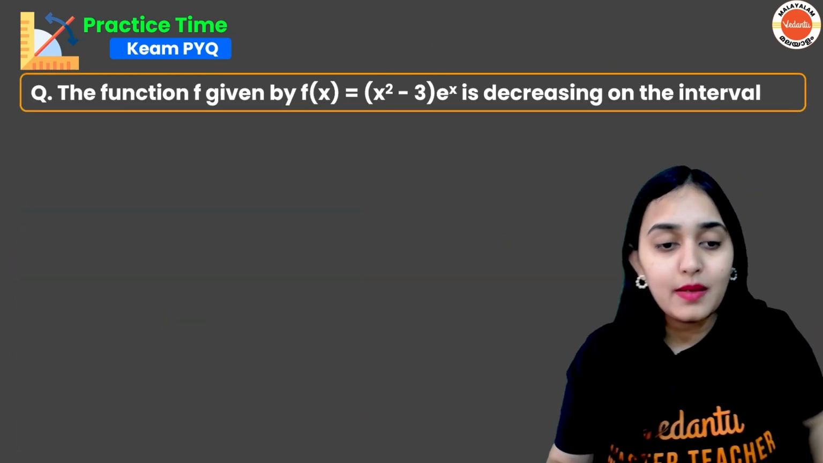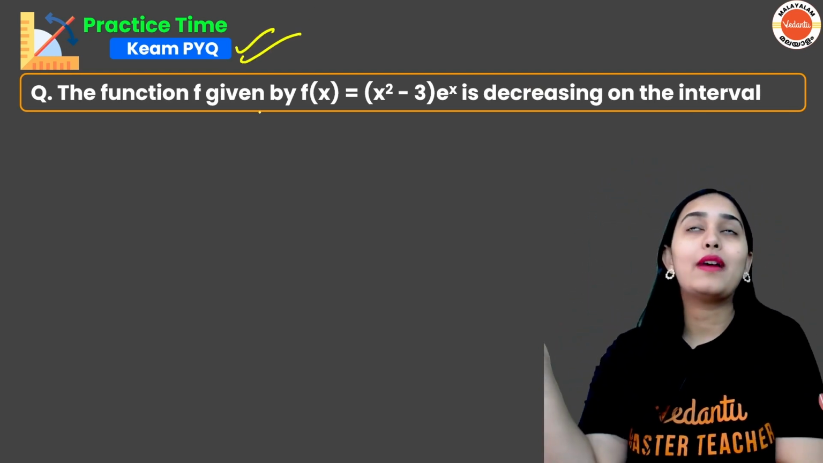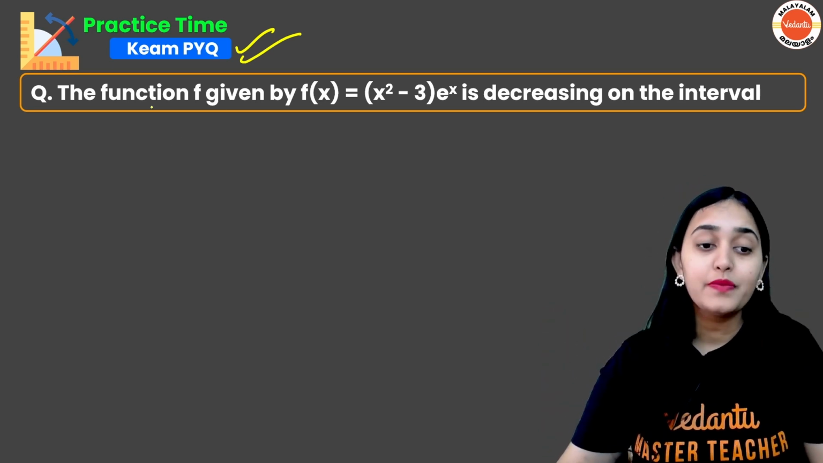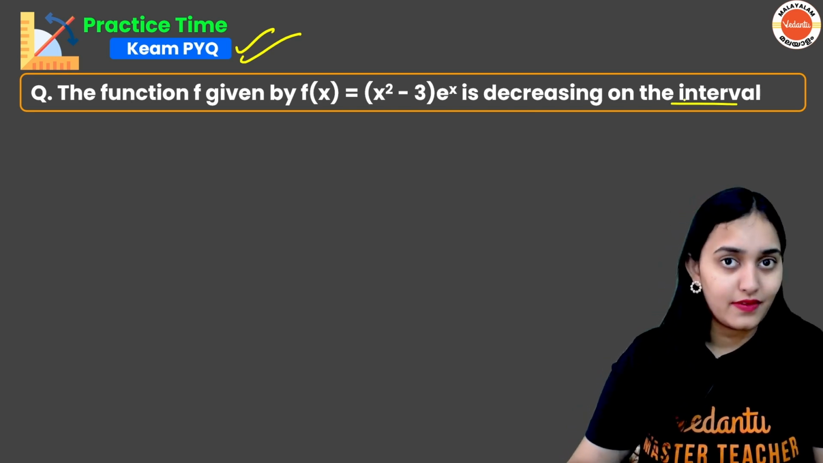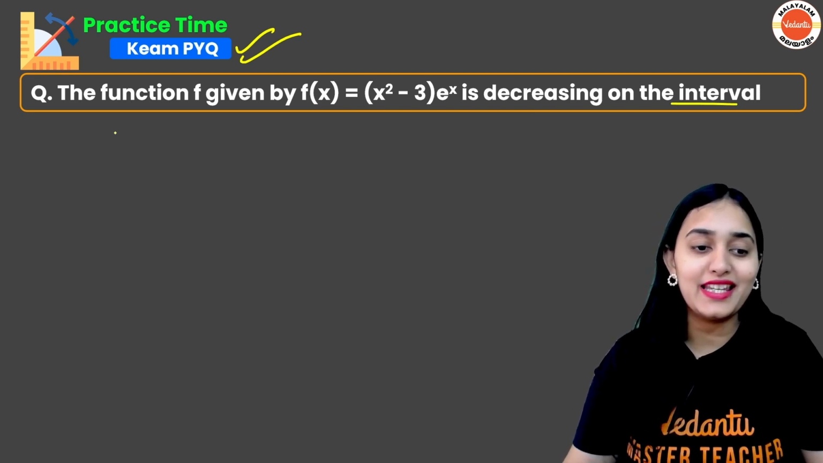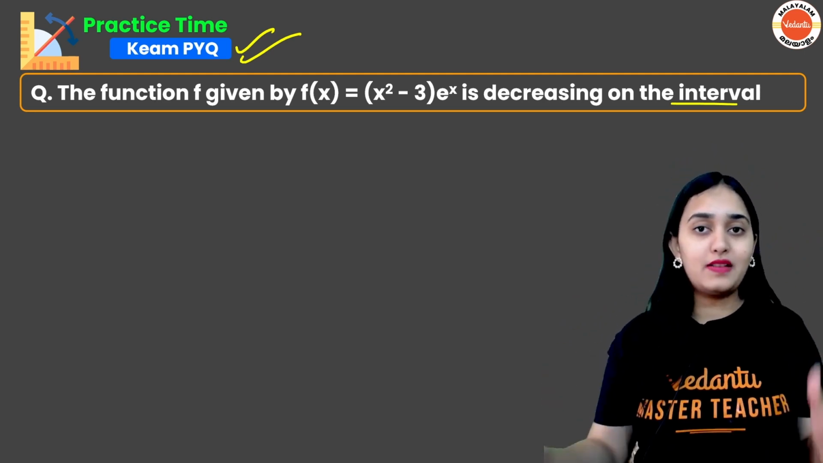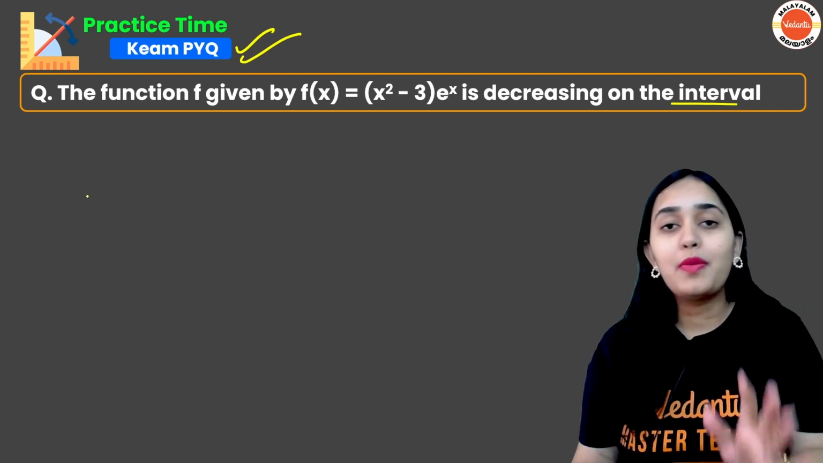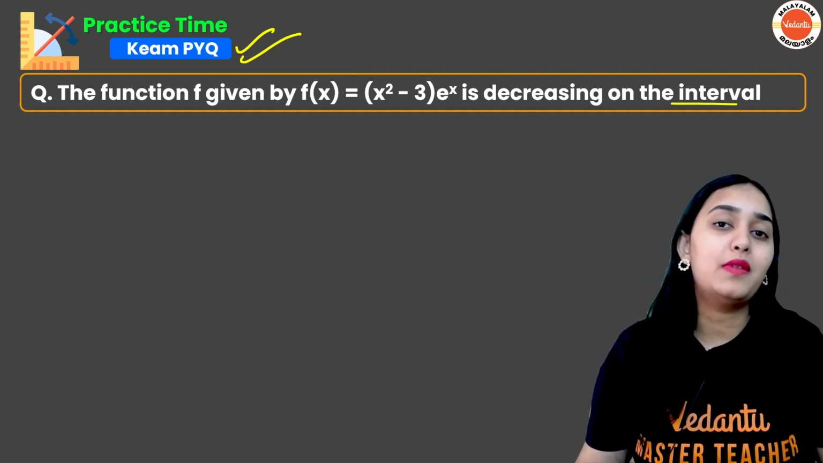Okay. Similarly, another KEAM PYQ. I think this question was there in the 2019 question paper. This function is decreasing on which interval? Again, a very similar type of question. So, majorly from this chapter, you will see very similar questions asked every year. So, it's a very good chapter. If you prepare it, you can solve the question. 100% you will be able to solve the question.